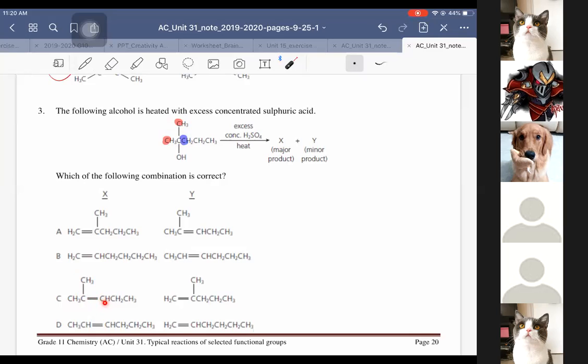For the other one, it's going to form the double bond either between this carbon and the methyl group here, or this methyl group. It should be the same because we can rotate the single bond. So that matches with this product as well. So the less substituted carbon forms the double bond. So the correct answer should be C here.